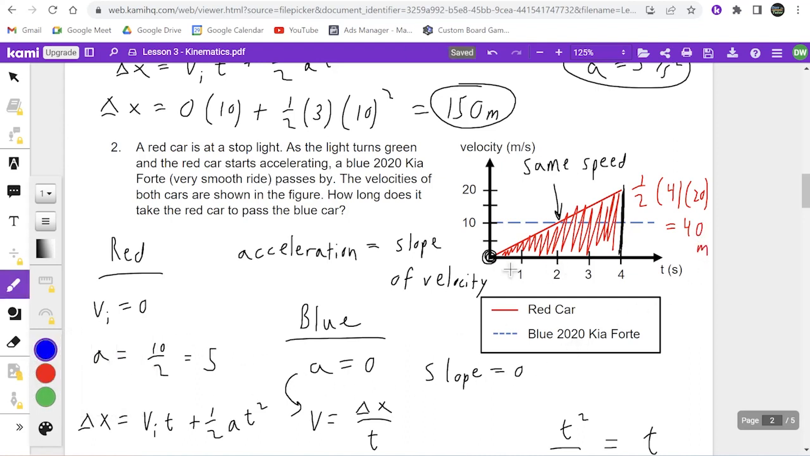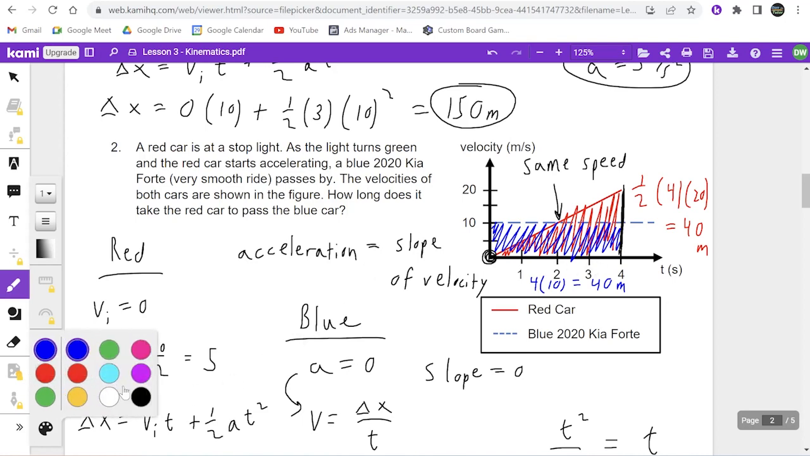Then if you do the same thing with the blue, it's nice because it's just a rectangle. The area of the blue is just a rectangle, so base times height, 4 times 10, the distance is 40. Those distances are the same. You get the answer a lot faster. Any questions? Okay, that's it for this one.